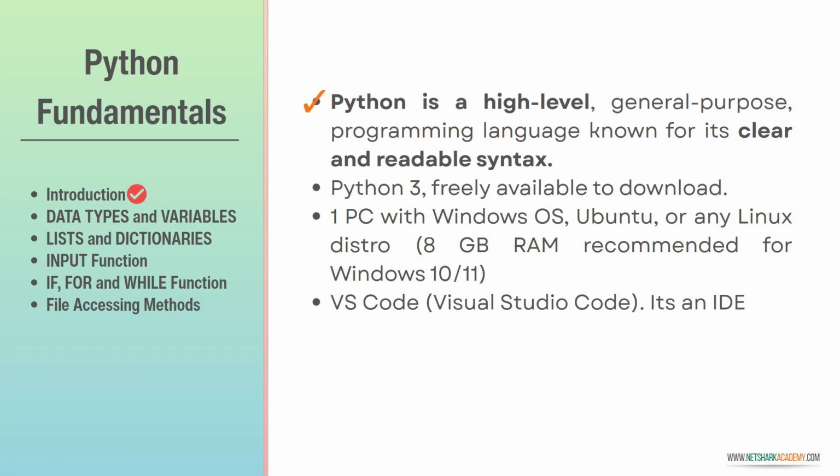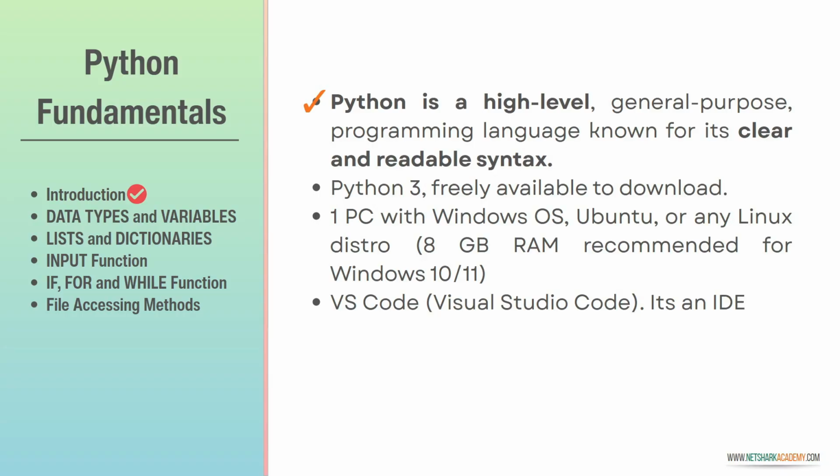So why Python? Python is a high level general purpose programming language. What is a high level language? There are two types of programming language in software, high level and low level. A high level language is human readable and easy to write while coding, but it needs an interpreter or translator to convert it into machine readable language while compiling.